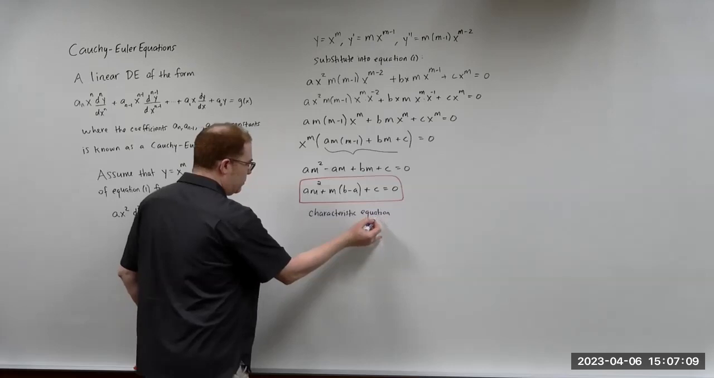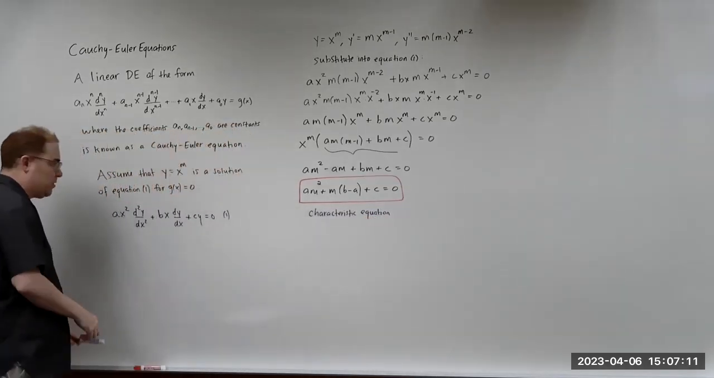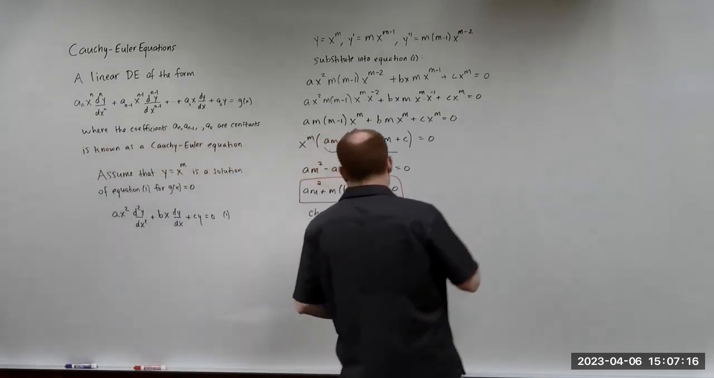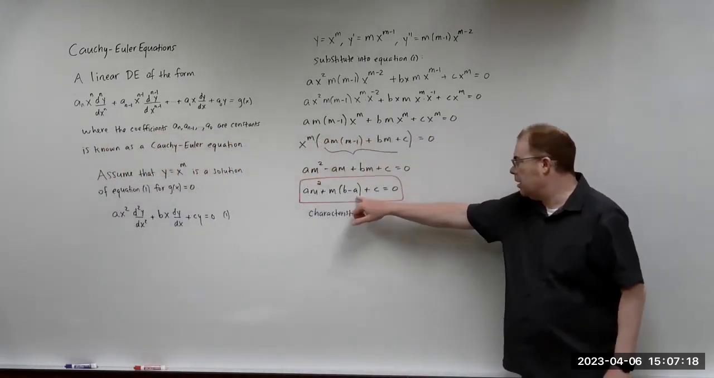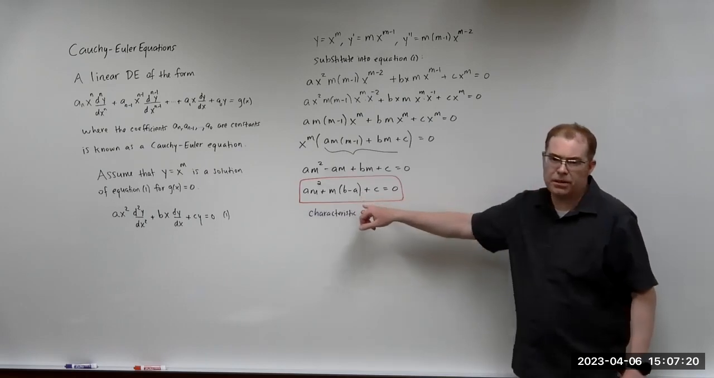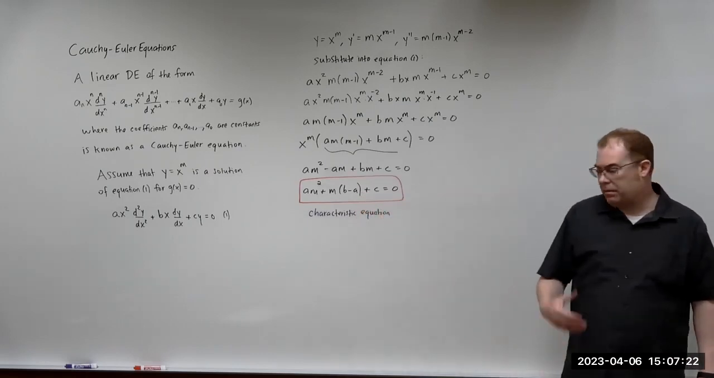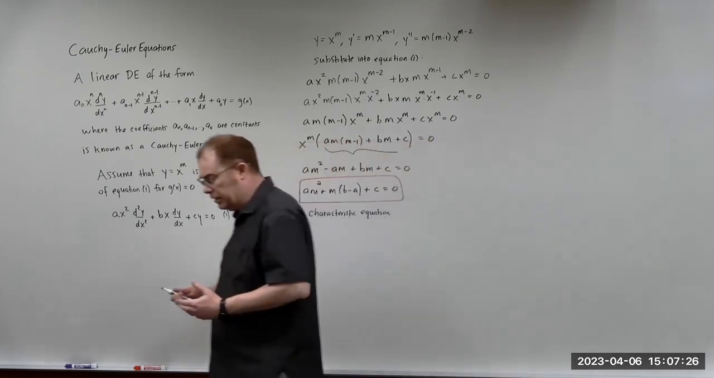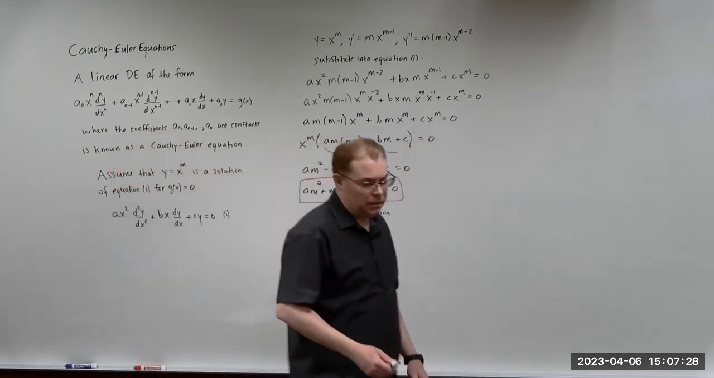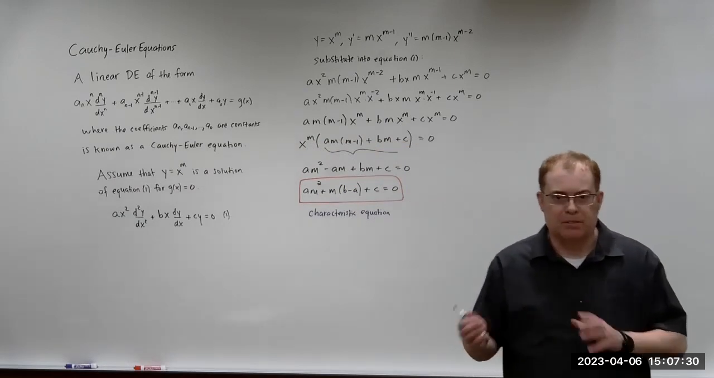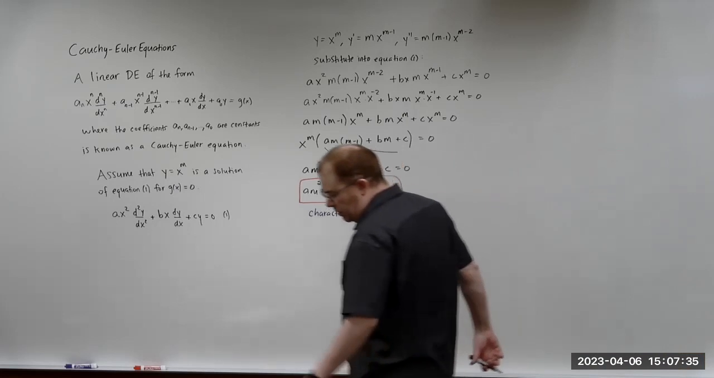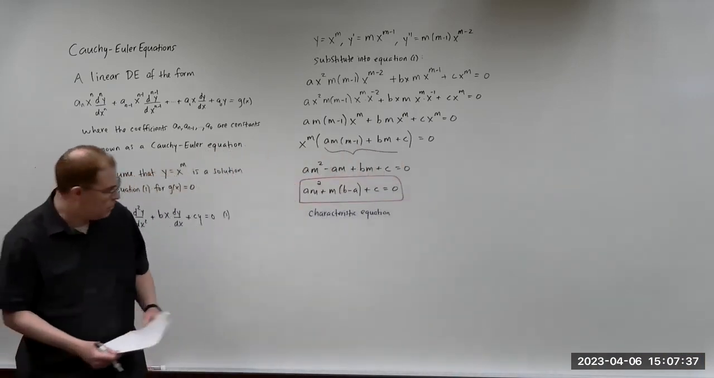Okay. So there's our characteristic equation. Based on the discriminant of this, that's going to give us the type of solutions that we're working with. All right, so let's dive into this.